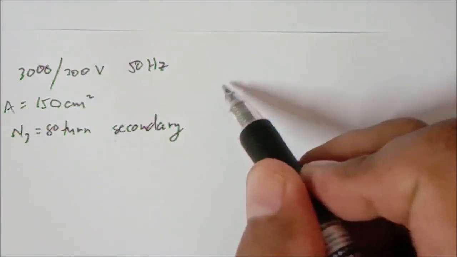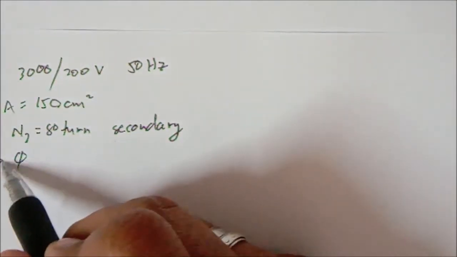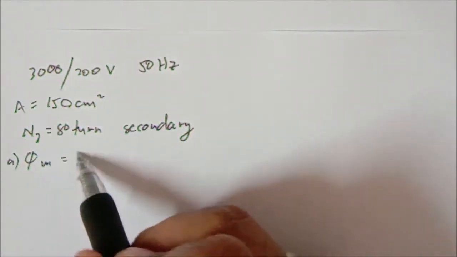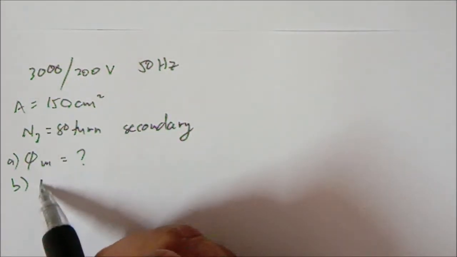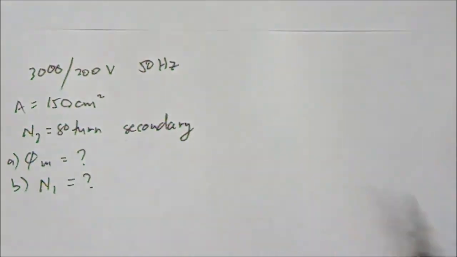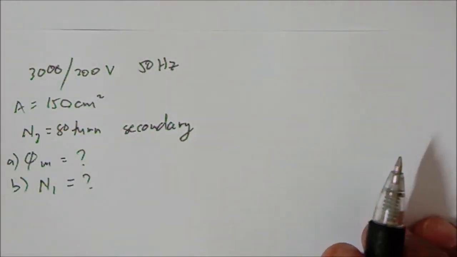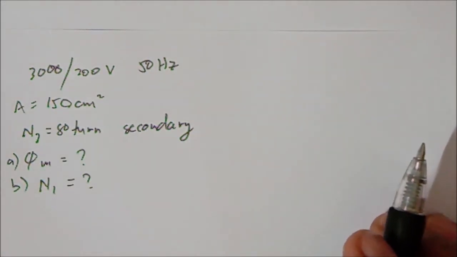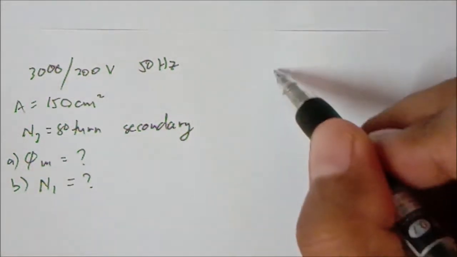Calculate the value of maximum flux density in the core. So, maximum flux density, tsaka yung pangalawa ay number of turns in the high voltage winding, N1. Sa una muna, compute natin si maximum flux density or pwede natin compute na muna si N1 para ratio and proportion lang.